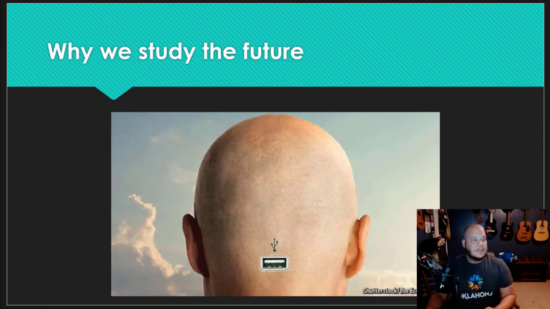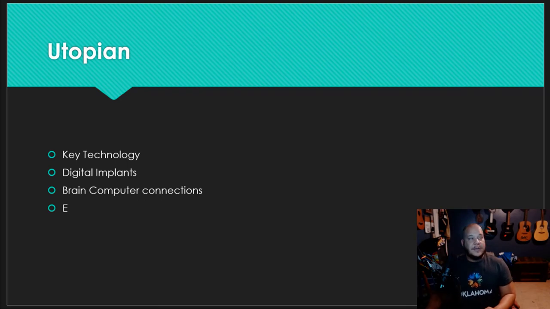Now, if we're going to have a utopia, we need to really focus and design some technologies and set some rules and procedures in place now to lead us to that future. We want key technologies in place. We want digital implants, brain-computer connections. We want elongated life and the end of Alzheimer's, the end of disabilities. We want all these things for society because it brings us up as a whole.